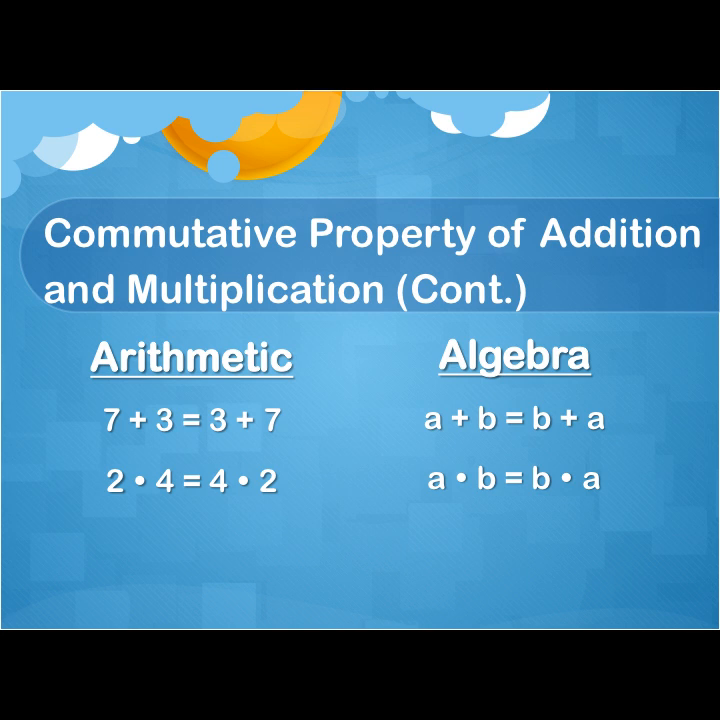The commutative property also works for multiplication. We can see that 2 times 4 is equal to 4 times 2, and a times b is equal to b times a.